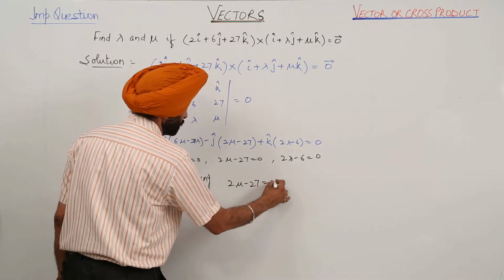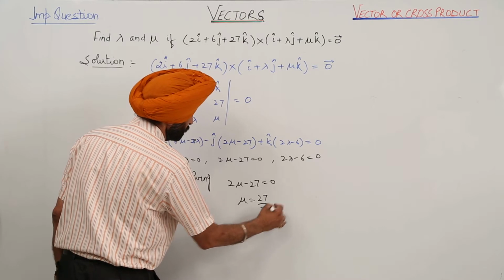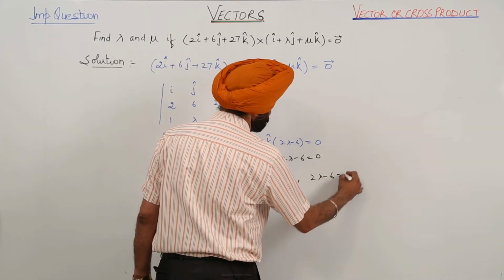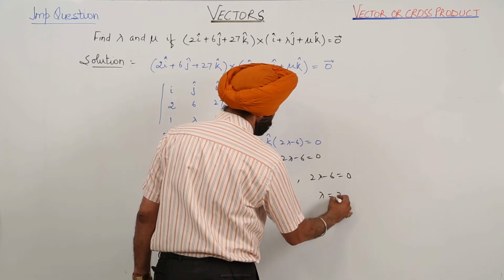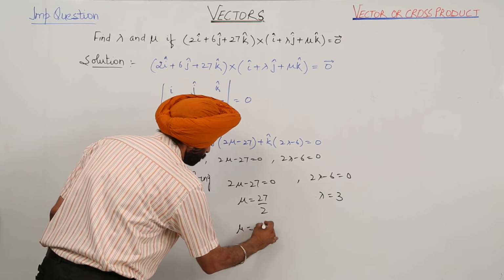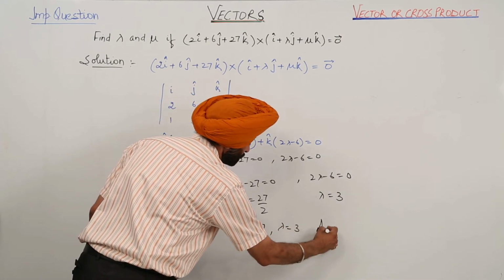2 mu minus 27 is equal to 0, so mu is equal to 27 by 2, and 2 lambda minus 6 is equal to 0, so lambda is equal to 3. Now mu is equal to 27 by 2, lambda is equal to 3. This is the answer.